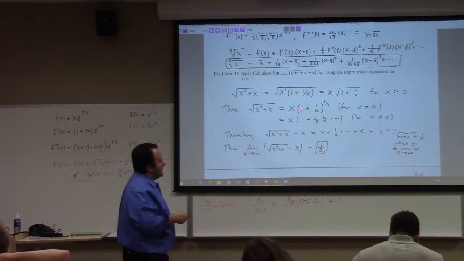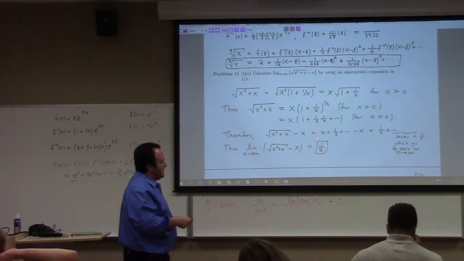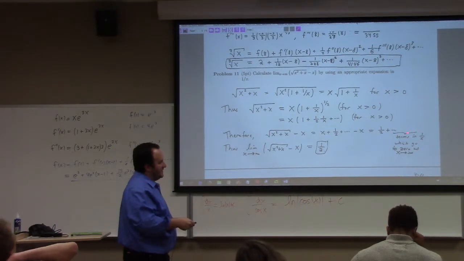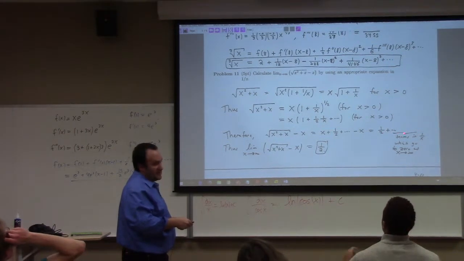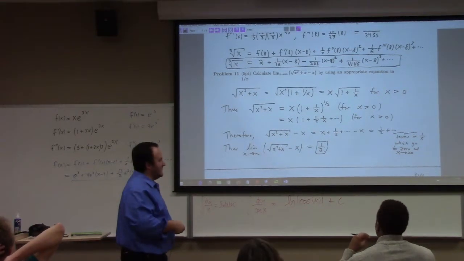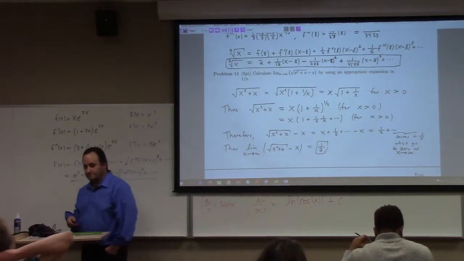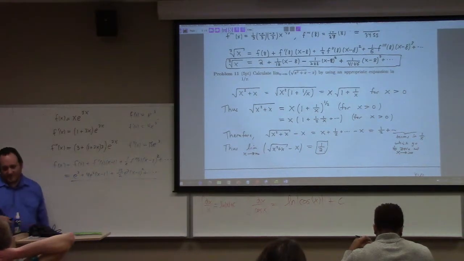So that's x times 1 plus 1 over x to the 1/2, which is this. And so I replace that with that approximation. The x's cancel. I'm just left with a half plus stuff that has 1 over x type terms in it. So this piece dies as x goes to infinity. I'm just left with a half. This is an example of what's called an asymptotic argument.